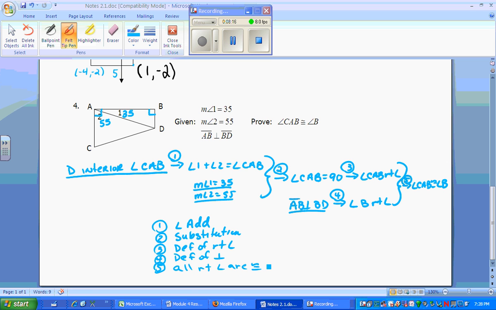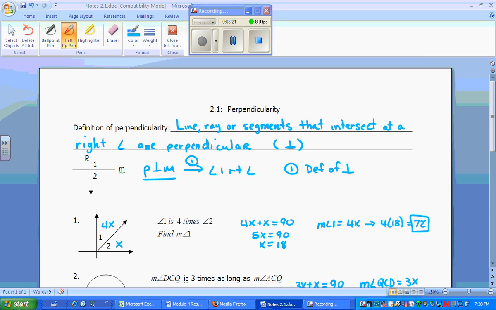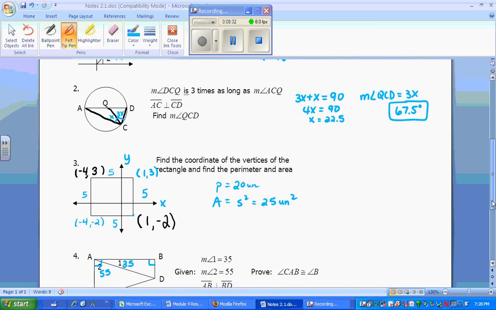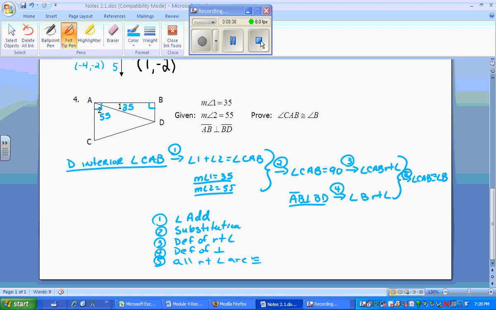So today, from our lesson, hopefully you learned that perpendicular causes two lines to intersect, forming a right angle. So then you could set things equal to 90 like we did, or we can prove things are 90. That's the end of the lesson.